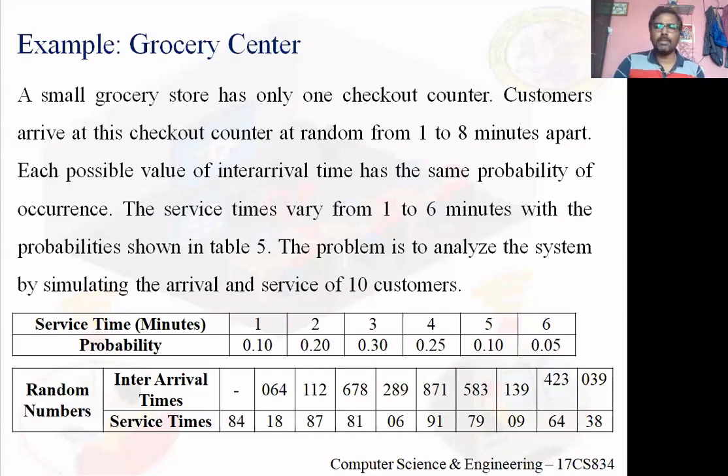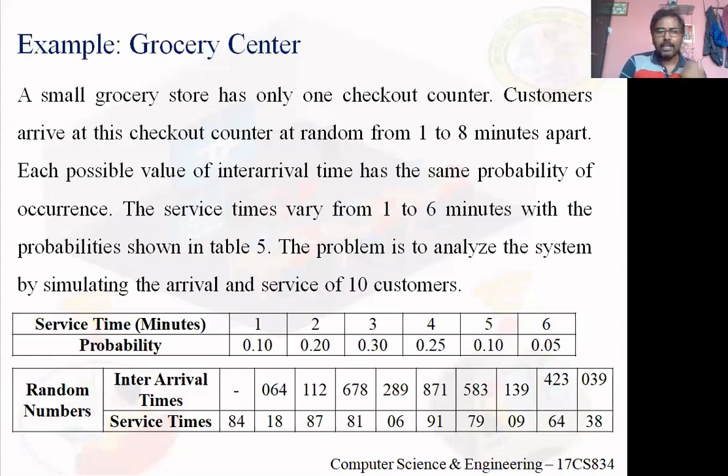Similarly, got it? So now, as I said, I won't give you values for inter-arrival times and service times. Remember what I said in this example? I won't give you values for service time and inter-arrival time. Instead, I will give you the probability distribution, and I will give you random numbers. Through random numbers, you need to identify the values of inter-arrival time and service time.